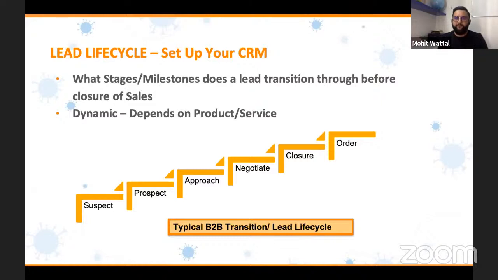Let's take an example. There's a very, very old and well-known methodology called SPANCO. So a typical life cycle for me selling an ERP would be that I will identify a suspect who could be interested in buying the product, or where synergies are mapping. From that stage, I will move them to prospect if I'm able to reach out to them. From prospect, I'll start a conversation with them. I'll change them to approach, that I'm approaching them, having discussions with them, perhaps giving them a demo.